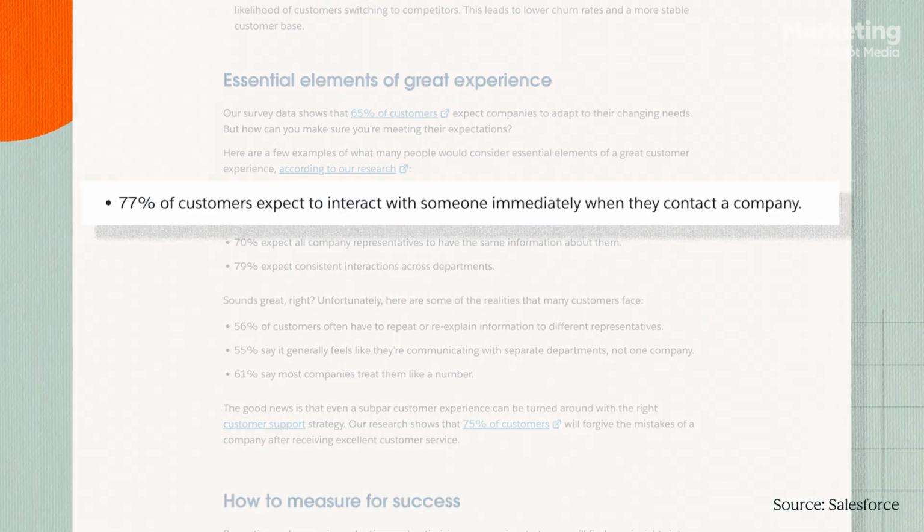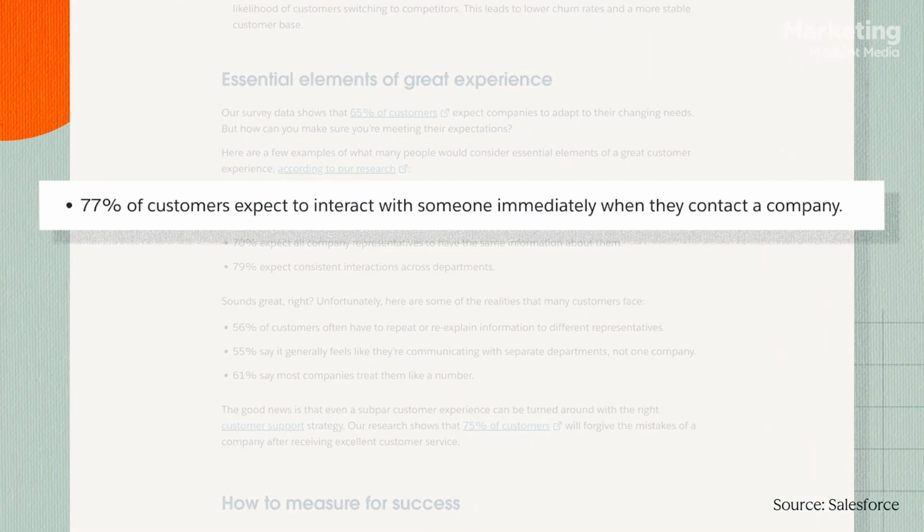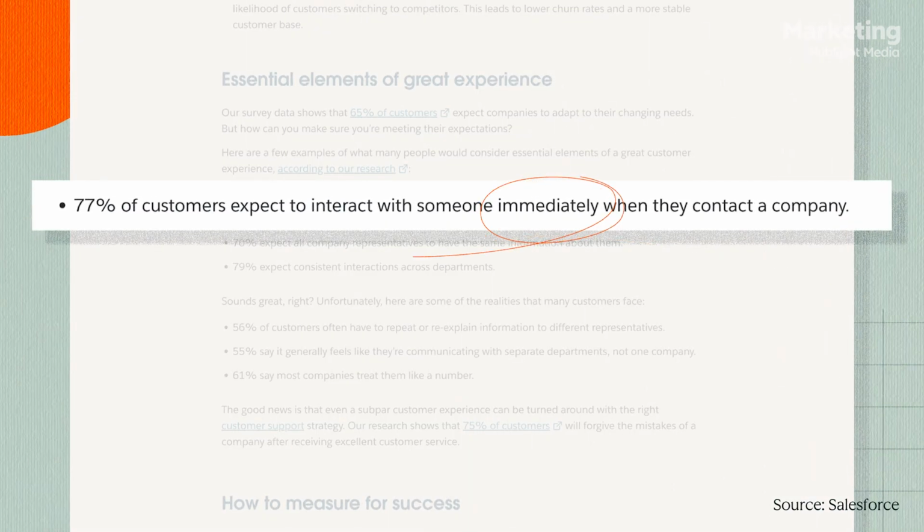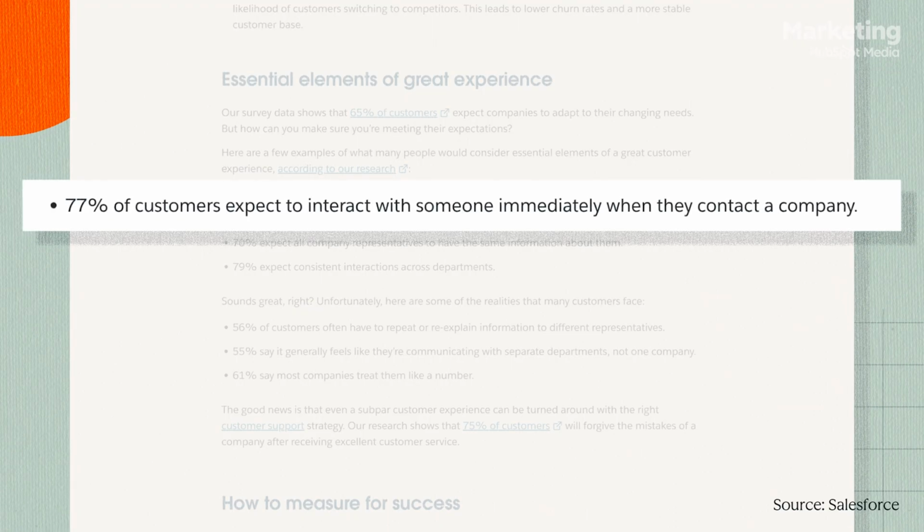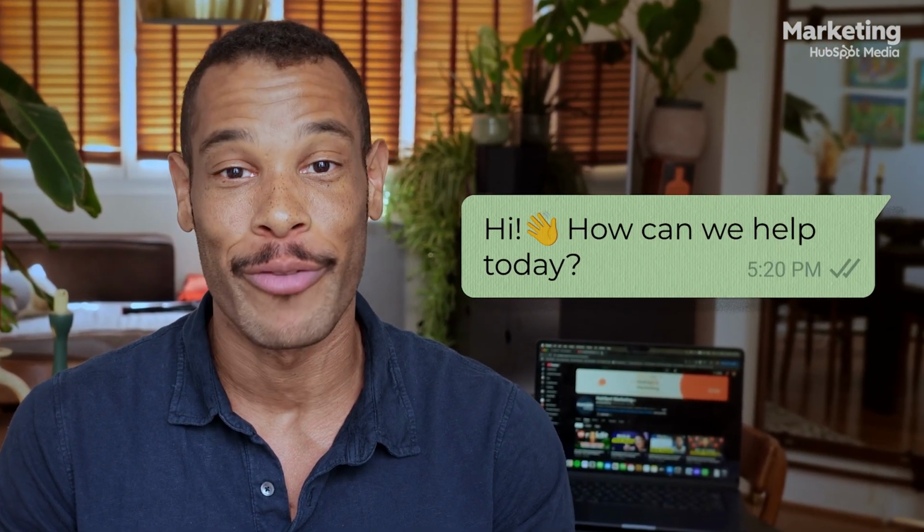No spam folders, no disappearing into the algorithm, and according to 77% of customers expect to interact with someone immediately when they contact the company. So when you show up on WhatsApp, it's not just convenient, it's what your customers already want. It's like meeting them in the place they already hang out. You're not interrupting them, you're invited.